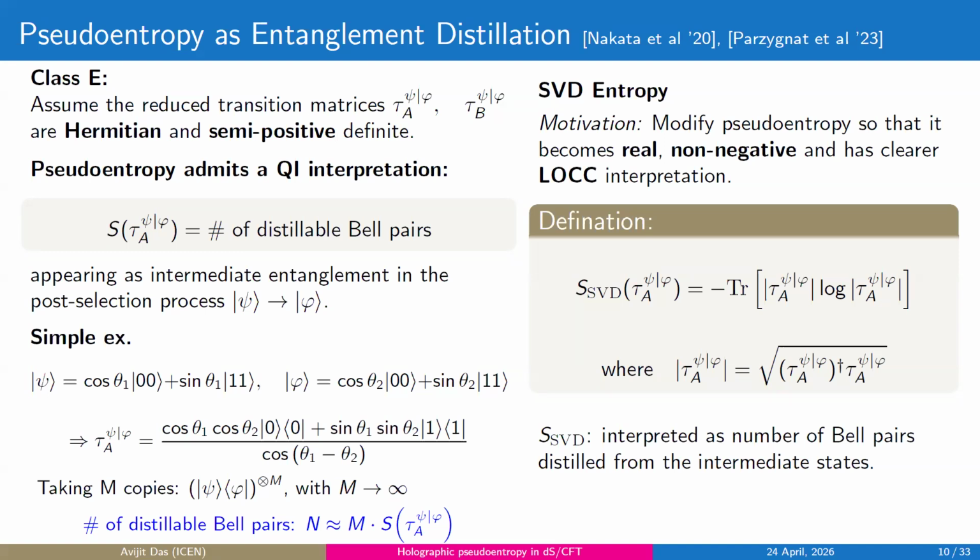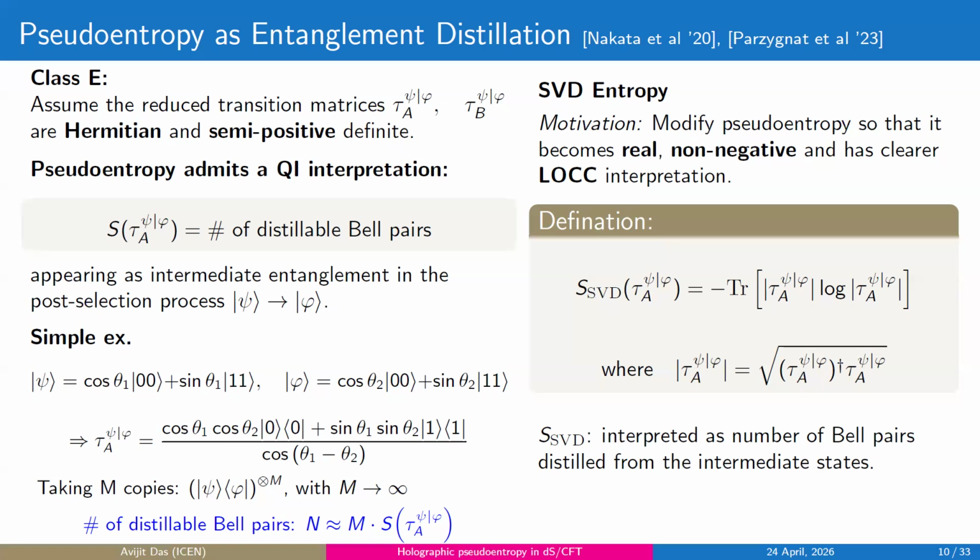I have given a simple example. So if you take psi to be cos theta 1 and sin theta 1, and phi to be something else, so these are two different states. Then you can calculate the reduced transition matrix, and you can see that the number of distillable Bell pairs m is basically m times the pseudoentropy. So for this class C, it is correct that you have a quantum information like interpretation of pseudoentropy.